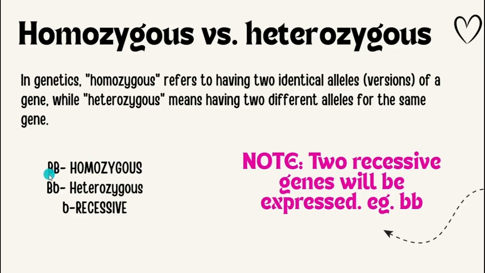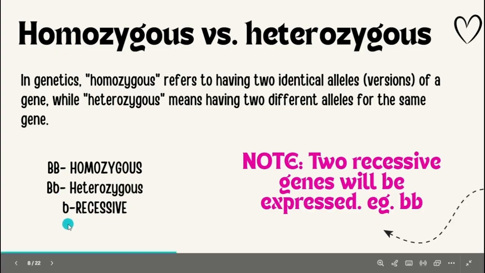So in the example here we have 2b, so you have big B, that's homozygous because both alleles are the same, both genes are the same, right? Big B. And then you have heterozygous, which means they're different. So it means that one of them is different. So you have big B, little b. And obviously recessive, right? You have little b.